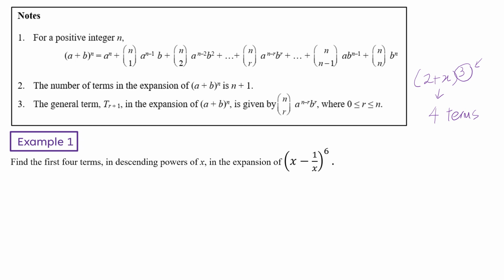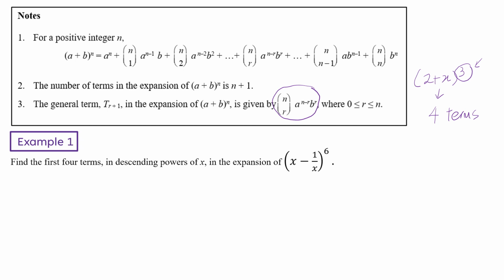And the general term given in the expansion is this one here, where r is greater than or equal to 0 and less than or equal to n. This general term is very useful when we need to find a specific term. It could be the middle term, the second term, or the 50th term.